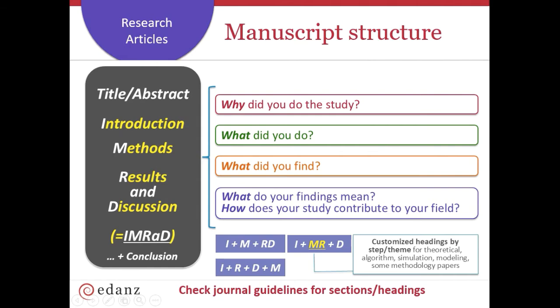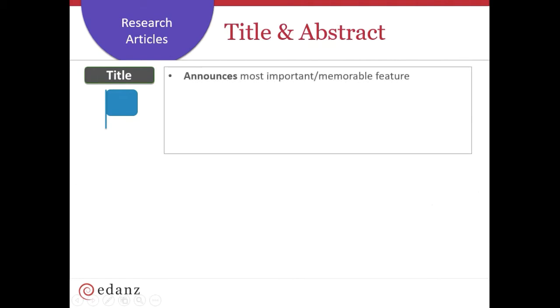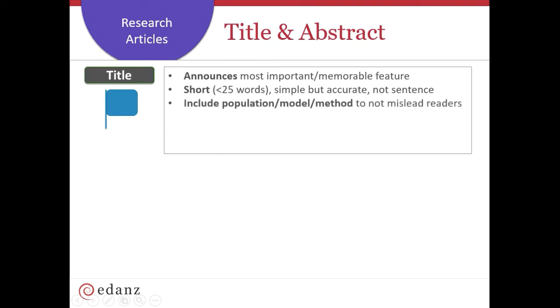The title and abstract are also important because they may be all that a potential reader sees. The title is like a flag and announces the most important feature. It must be short, but informative and accurate, and mustn't mislead the reader about the samples or methods. Avoid words like study of, and new, or novel, or first, or groundbreaking.